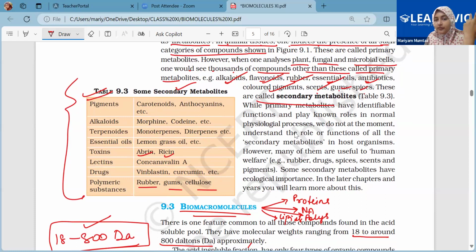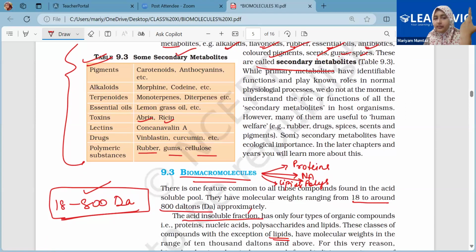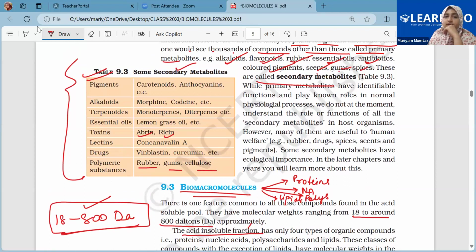We use rubber for making things like paper and everything. Latex is used for making paper, which is again of no use to the plant. Then many secondary metabolites found in the plant's body are used for making medicines for humans. Then spices, we use in cooking. Scents, we apply as the fragrances that are available from the plants. They are of no use to the plants, but they are of use to us. And then again, pigments. Now this chart is very important, very important.